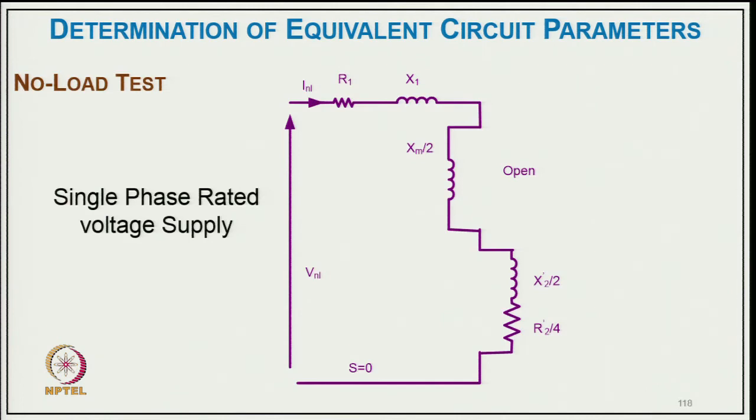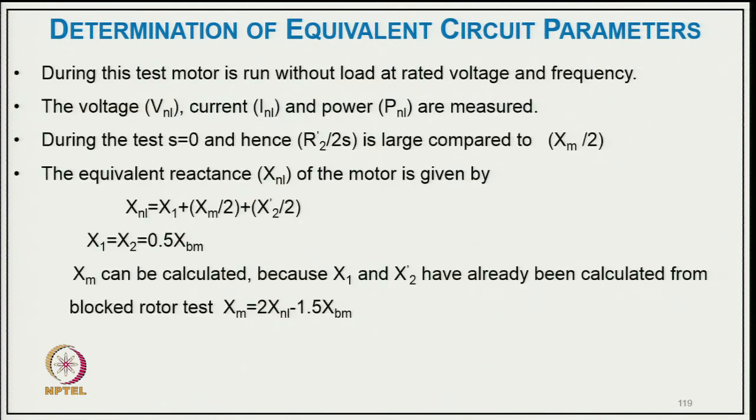And the no load test with the single phase supply on the main winding. During this test, the motor runs without a load at rated voltage and frequency, and the voltage VNL, current INL, and power PNL are measured. During the test S equal to 0, hence R2 by S is large compared to XM by 2. The total reactance of the motor is XNL equal to X1 plus XM by 2 plus X2 dash. So, X1 equal to X2 equal to 0.5 XBM. XM can be calculated because X1 and X2 are already known from the block rotor test. So, XM will be 2 XNL minus 1.5 XBM.